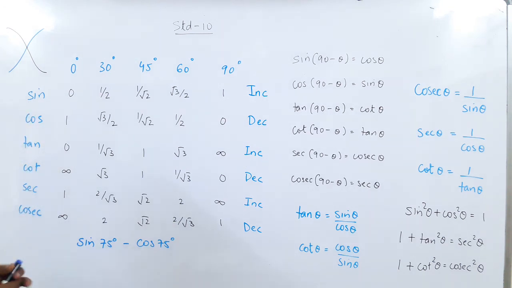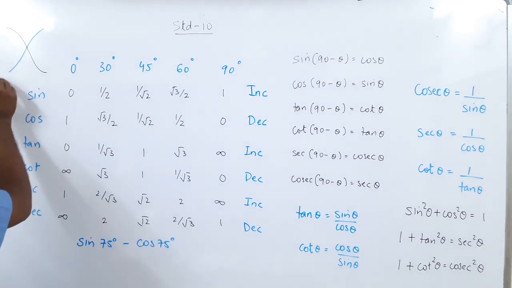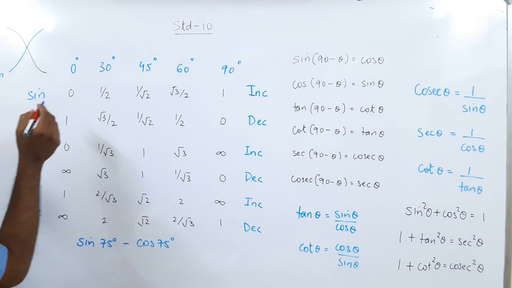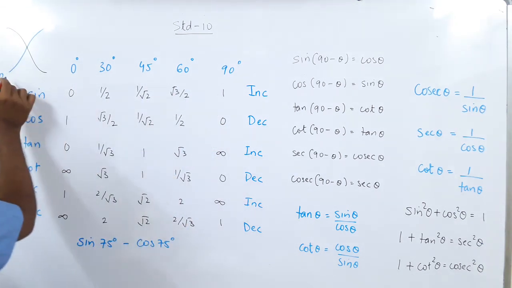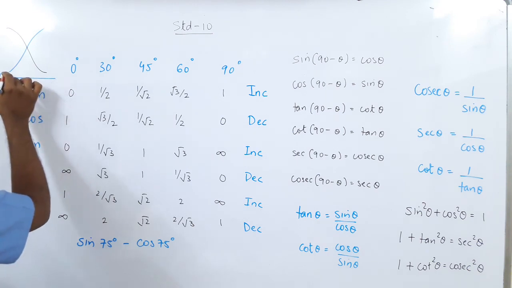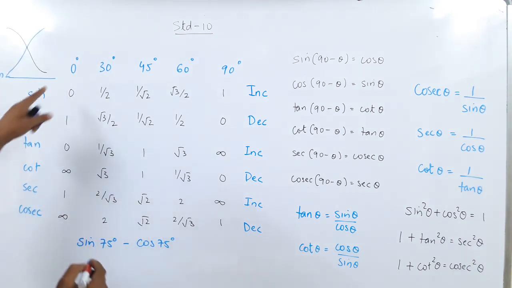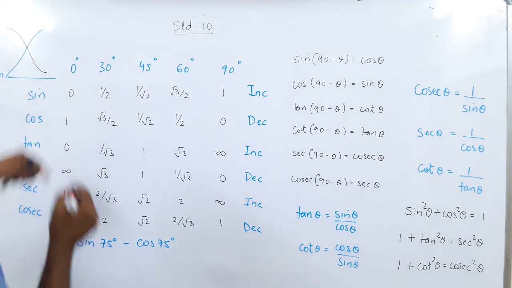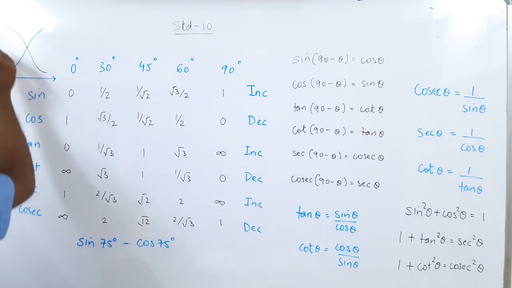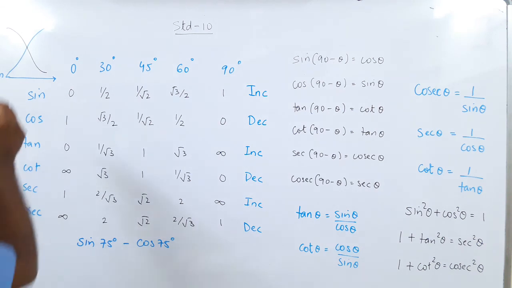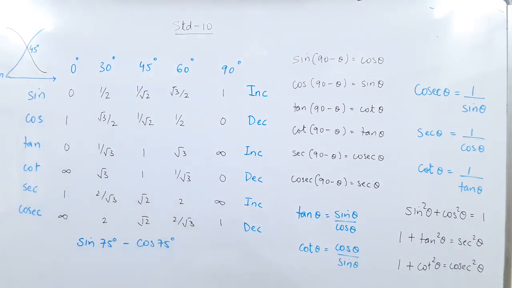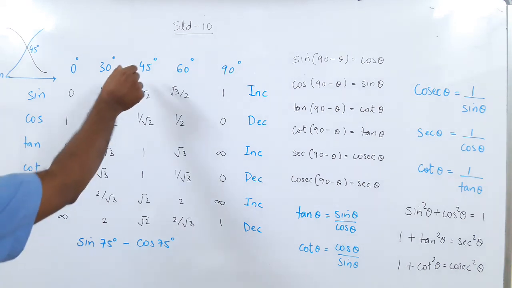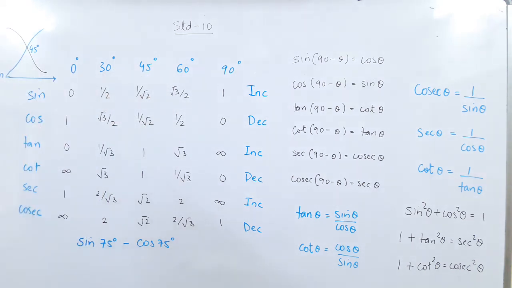What is happening in the sine curve? As the angle increases, sine is going from 0 to 1. So as the angle is increasing, the value of sine goes from 0 and reaches 1. But what happens in cos? As the angle, I am taking the angle this side, is increasing, cos is decreasing. At one point they both become equal. Where? At 45 degree. At 45 degree, both of them become equal.